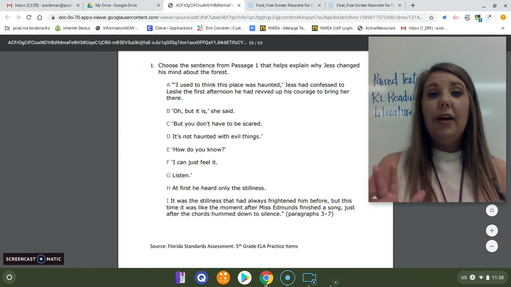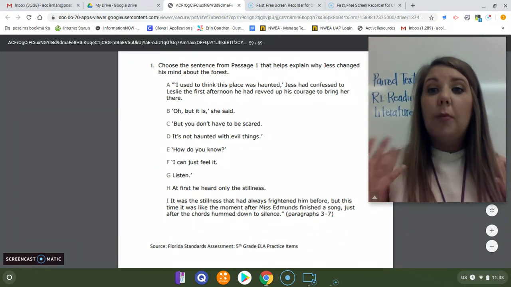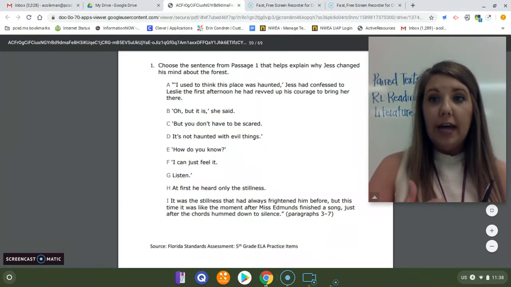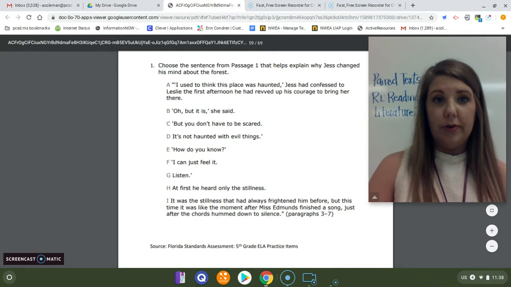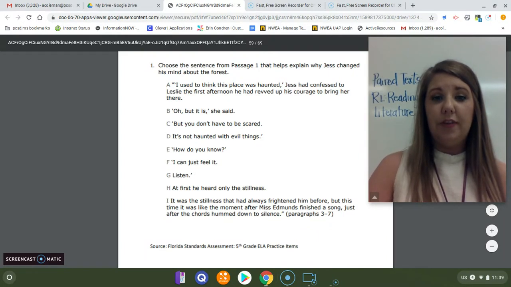So before we ever get started reading, we want to define our purpose for reading. We want to look at these questions and determine what we are looking for as we read. So I would go to number 1, and as you go to number 1, it's on page 59. It says, choose the sentence from passage 1 that helps explain why Jess changed his mind about the forest.